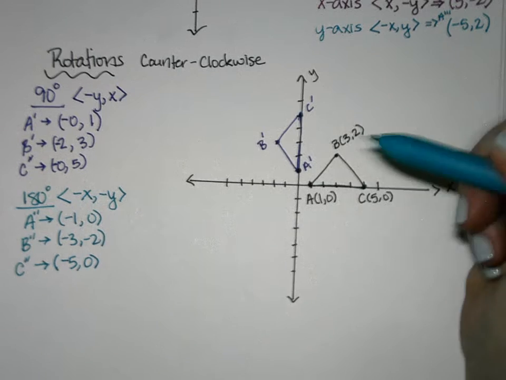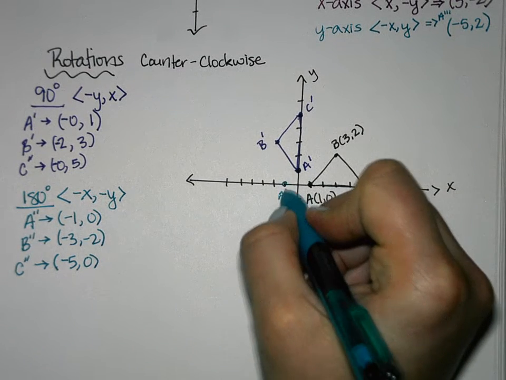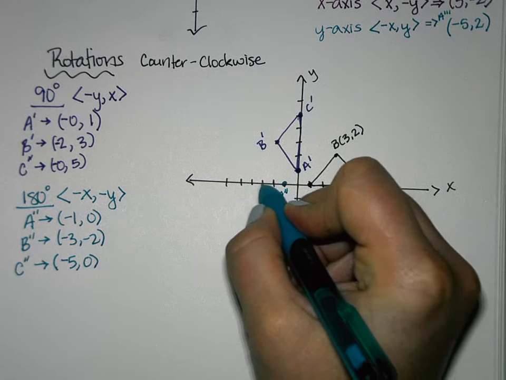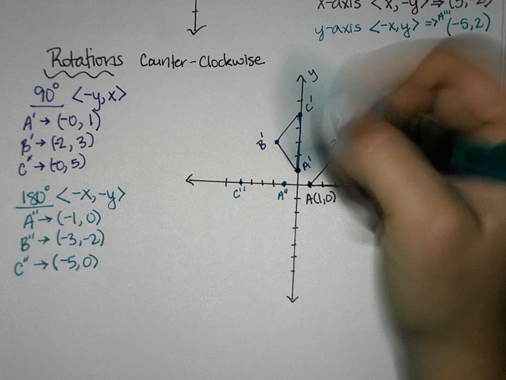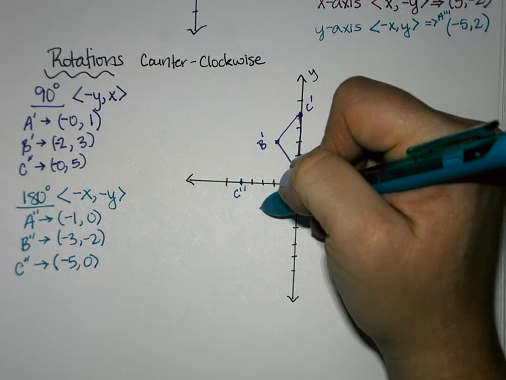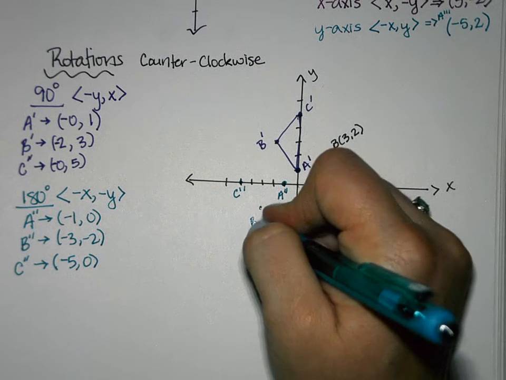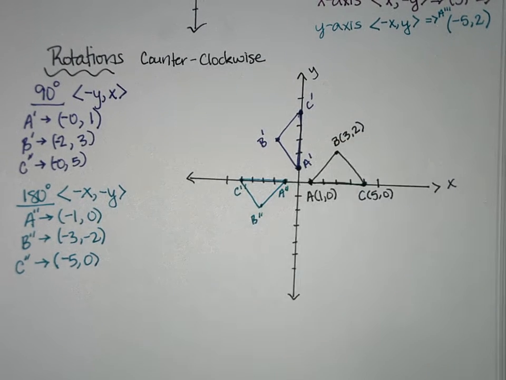So if I were to go and plot these, negative 1, 0. Here's negative 5, 0. And then negative 3, negative 2. We'd have our 180-degree rotated figure.